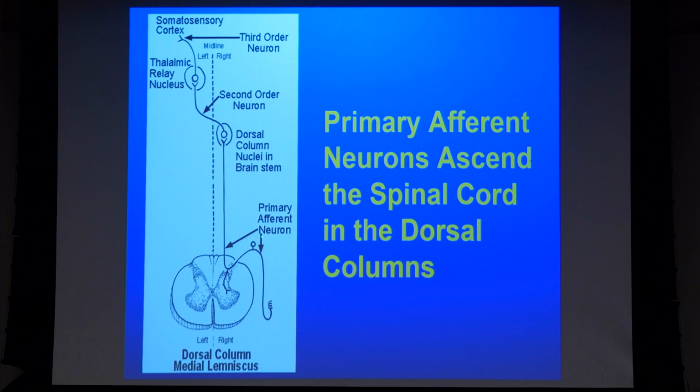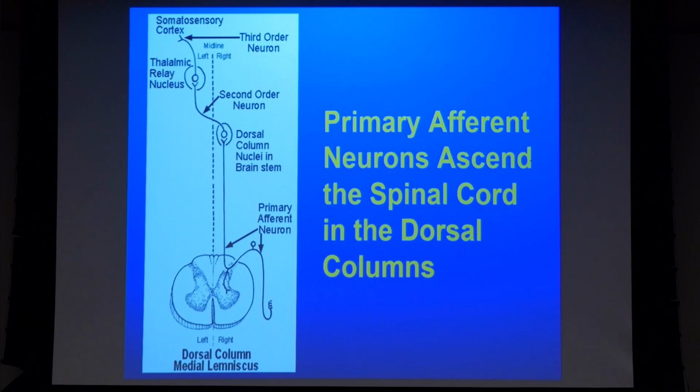The primary sensory afferent is located here. Cell bodies in the dorsal ganglion. It comes into the cord. It will have a branch that goes into the gray matter in the ventral horn, synapse onto the lower motor neuron. The primary sensory afferent then ascends the cord on the same side, forms a synapse onto the second order neuron in the dorsal column nucleus, crosses over, and goes now to the thalamic relay nucleus. The third order neuron then goes to the somatosensory cortex located here.